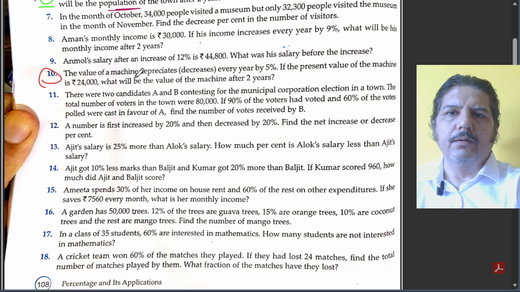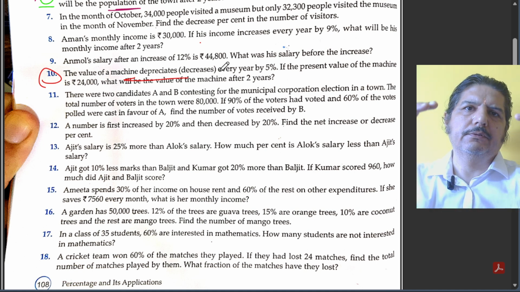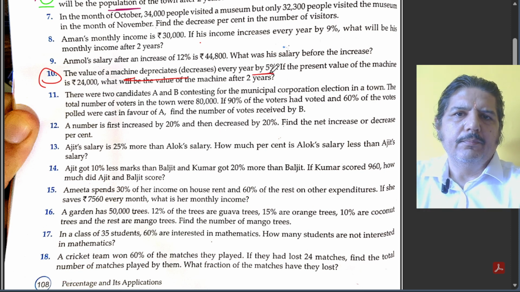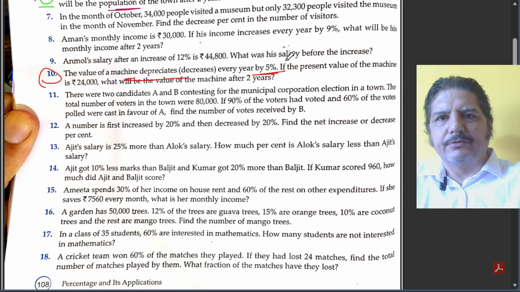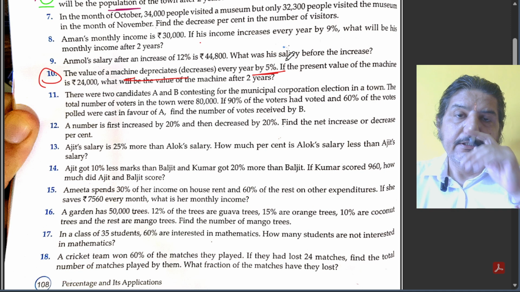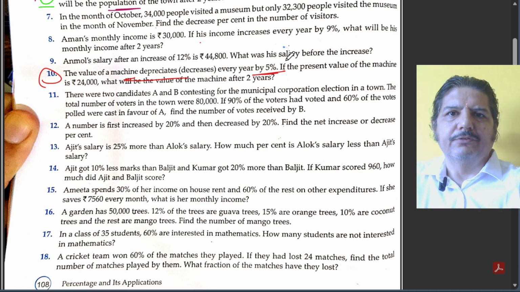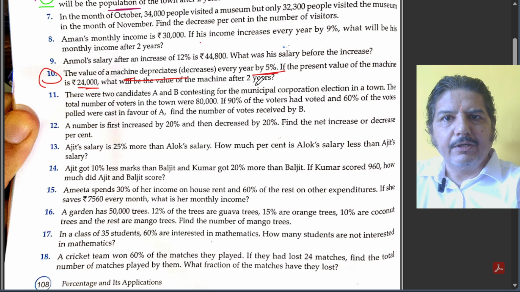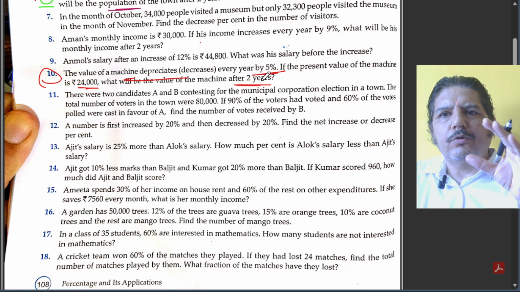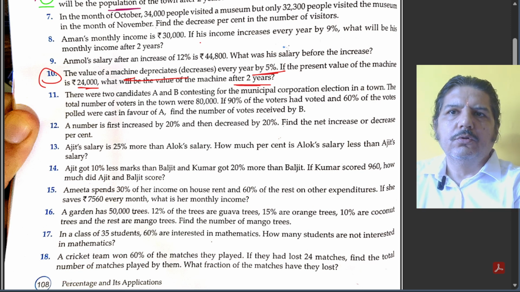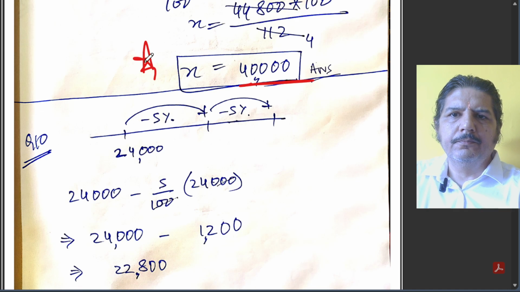Value of machine depreciates. Depreciates implies decreases. So whenever they write depreciate, it means it decreases, so it is decreasing by 5%. For example, for population, they were saying it increases. Now this is the example where it is depreciating by 5%. If the present value of the machine is 24,000, what will be the value after 10 years? See, in all these problems, you should understand where exactly you are in the present. So let's look at the solution.